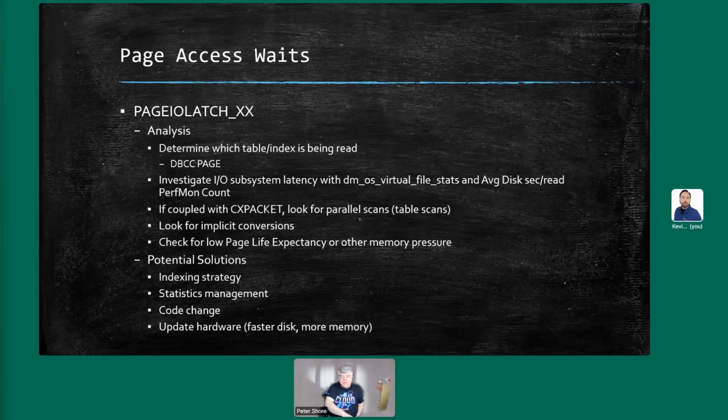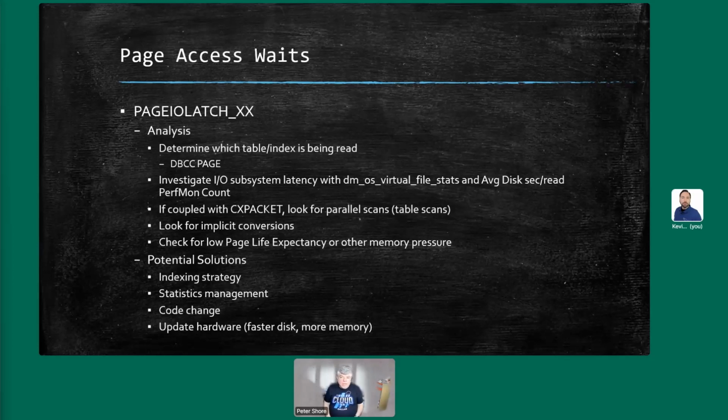Right? Sometimes we investigate by elimination, so we get some garbage out of the way. We can do that by looking at subsystem latency with OS virtual file stats and the average disk seconds per read in perfmon. When it's coupled with CX Packet and you're looking at the query plans, look for parallel or table scans. Look for, again, those long-running table scans.